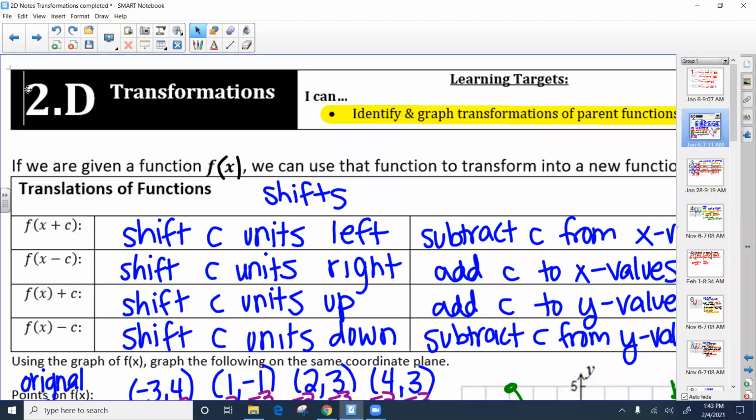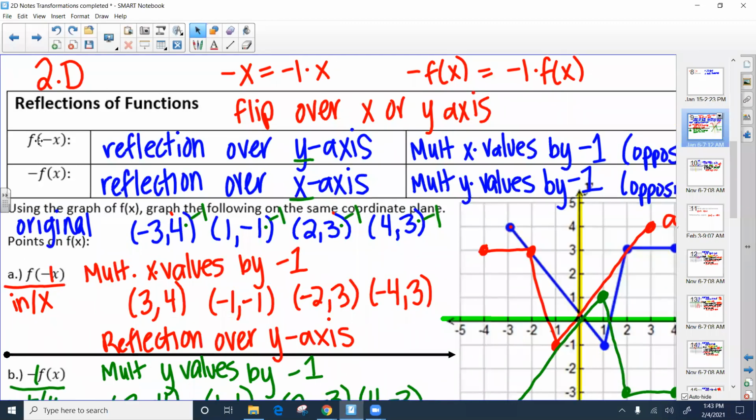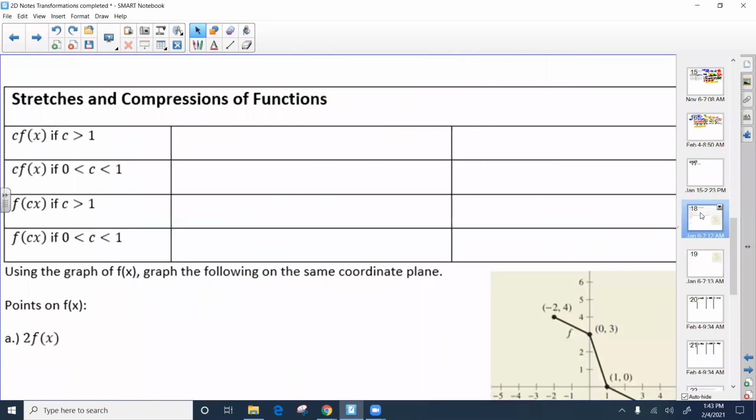So we are continuing with our 2D notes talking about transformations. Hopefully you have your 2D note packet in front of you. We already have done the front page of this. The top part was talking about translations, which are the shifts. And then we also talked about reflections over the X and Y axis. And so today, our last type of operation are stretches and compressions. Okay, so this is on the back side.